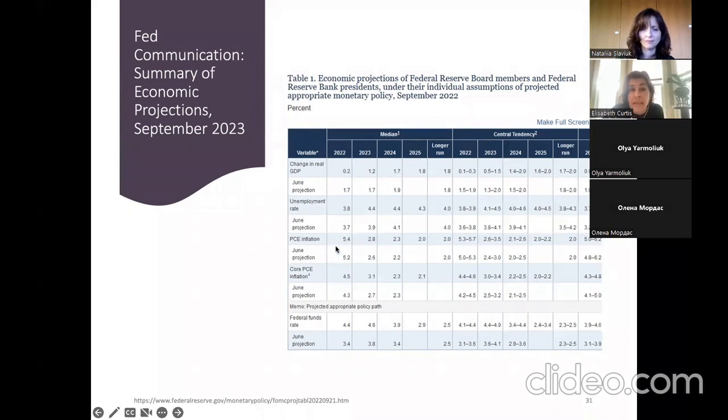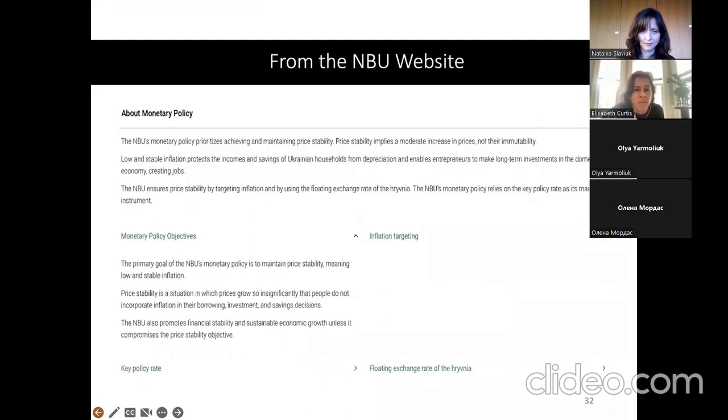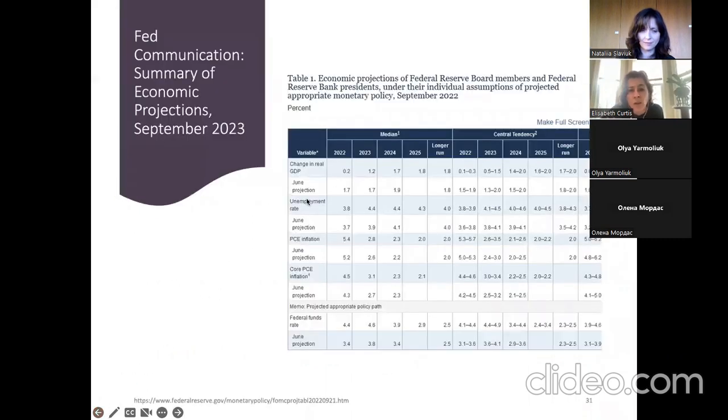Similarly, with the PCE inflation I mentioned, our unemployment rate, you can see it's expected in 2023 to be 4.4%. So it's expected to go up. It's expected at some point our economy is going to slow. Maybe GDP will grow. Projection is 2.2%. 1.2% in 2023.